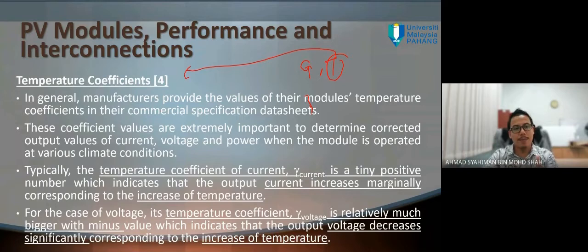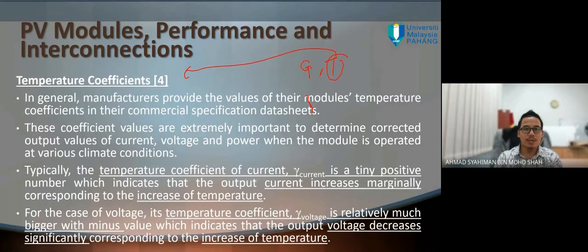PV modules punya datasheet. Dalam datasheet tu ada macam value saya cakap, ada IMP, VMP, ISC, VOC, and also they have the value of temperature coefficients. That value should be given by the manufacturer in their datasheet. If that value is not given, I think you should choose other modules from another company. Means that maybe the company is not proper. But basically, they attach all that information in the datasheet.